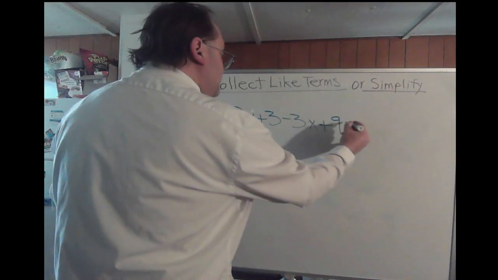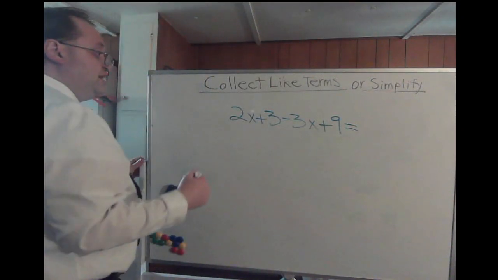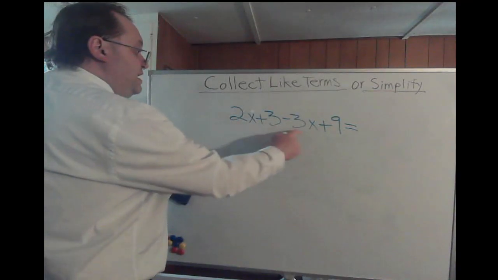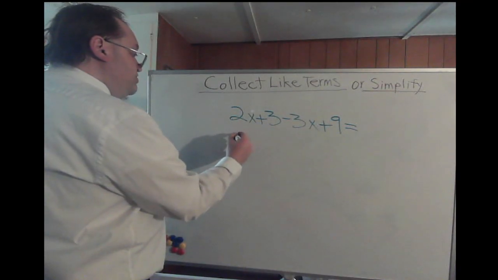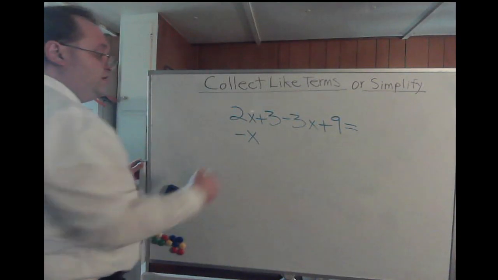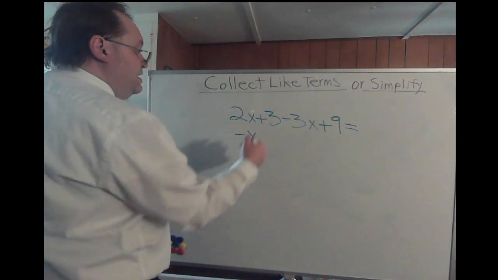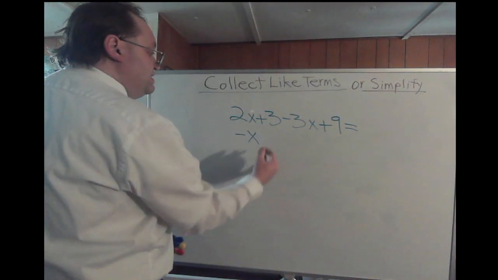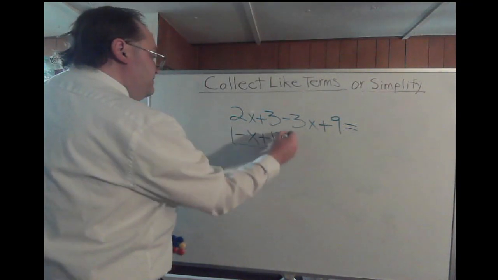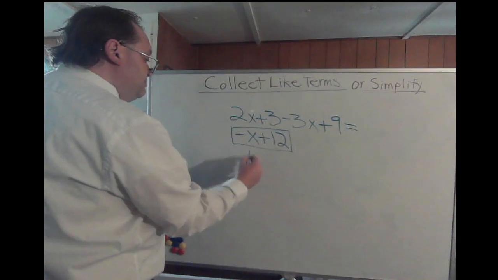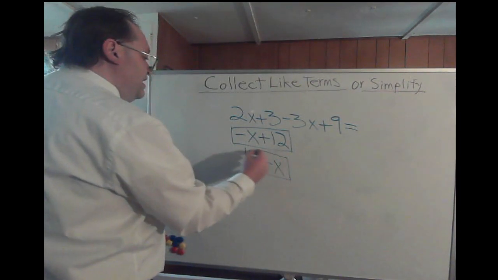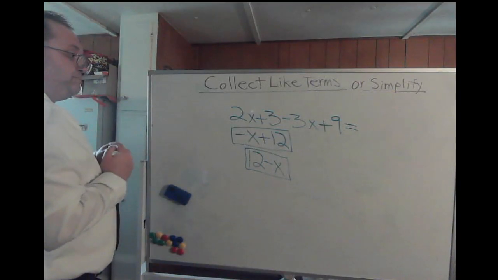So let's start with your variables first. Again, add or subtract the coefficients here. You have 2x minus 3x. That would just give you negative x, because 2 minus 3 is negative 1, you just have negative 1x. Then you have positive 3 plus positive 9. Well, that would just be 12. So you would get negative x plus 12, or by the commutative property, you can do 12 minus x. Either way would be a correct answer.